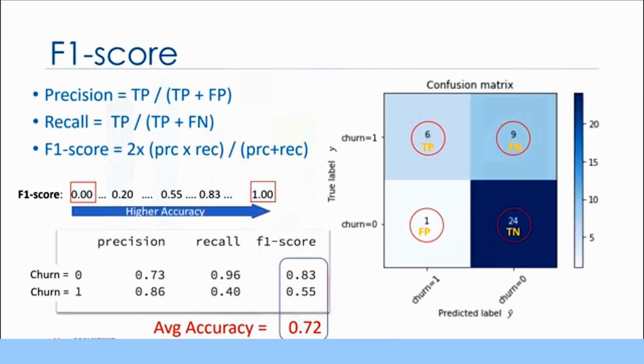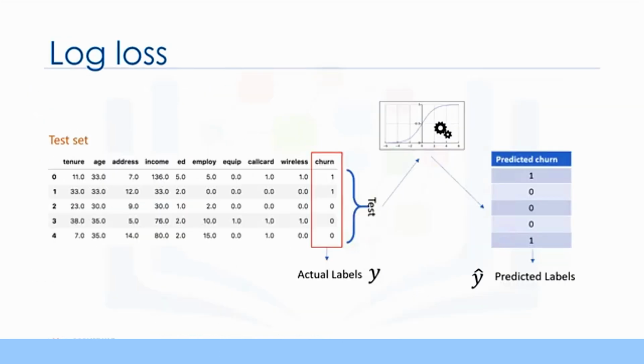And finally, we can tell the average accuracy for this classifier is the average of the F1 score for both labels, which is 0.72 in our case. Please notice that both Jaccard and F1 score can be used for multi-class classifiers as well, which is out of scope for this course. Now let's look at another accuracy metric for classifiers.